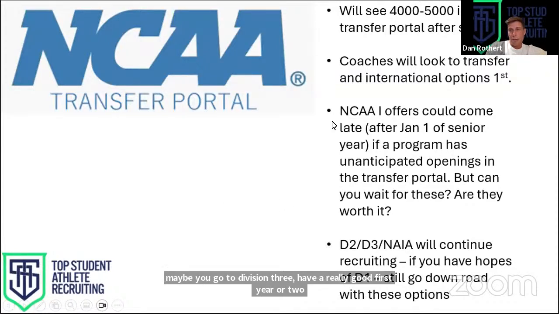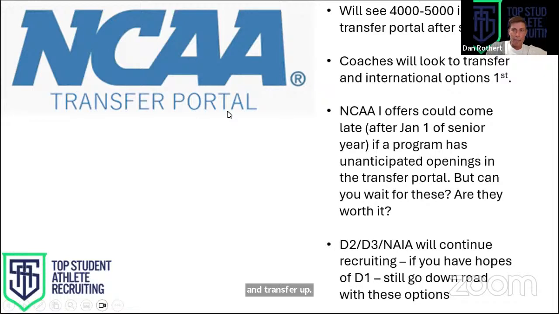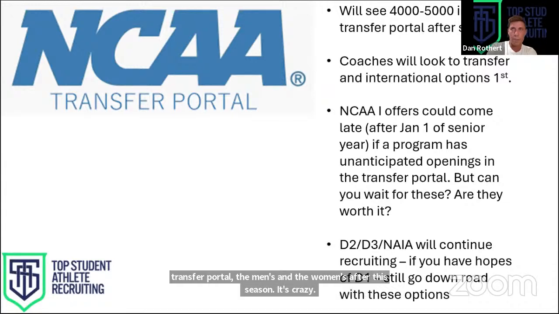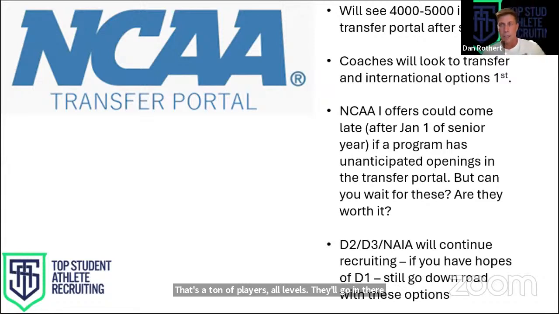But we will see 4,000 to 5,000 student athletes in each transfer portal, the men's and the women's, after this season. It's crazy. That's a ton of players, all levels. They basically put your name in there, and that means you can get recruited. Coaches will go there and look for players who have experience. Again, the coaches are looking for internationals and transfers first, and then the musical chairs happen.